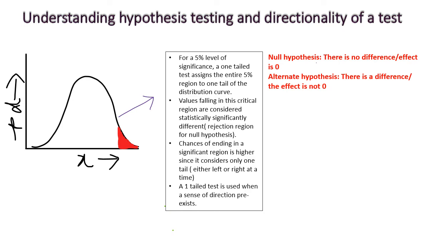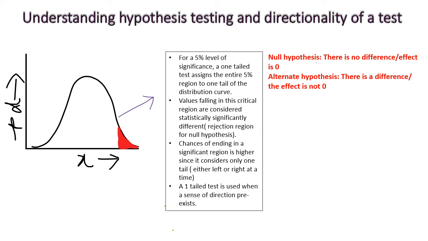So to summarize, for a 5% level of significance, a one-tailed test would assign the entire 5% region to one tail of the distribution curve, and values falling in this critical region are considered to be statistically different and result in rejection of the null hypothesis, and chances of ending in this critical region are higher since it only considers one tail at a time. A one-tailed test is used when a sense of direction already exists.